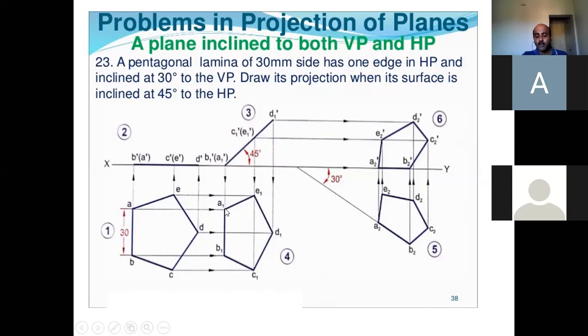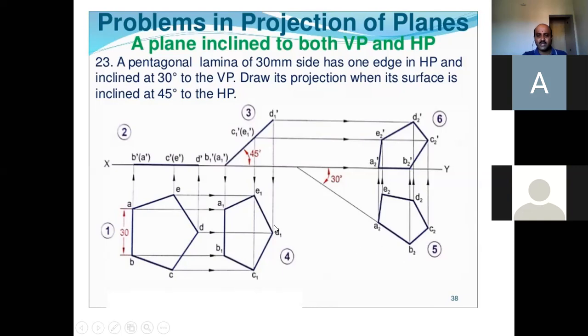Now what you can do, mark A1 on this 30-degree line, anywhere, but make sure that it is at a sufficient distance from the XY line. So mark A1 as A2 over here. What you are showing is A2. And similarly, take a compass, measure A1, B1, and with A2 as a center, you cut it.